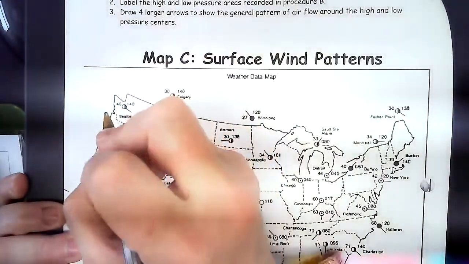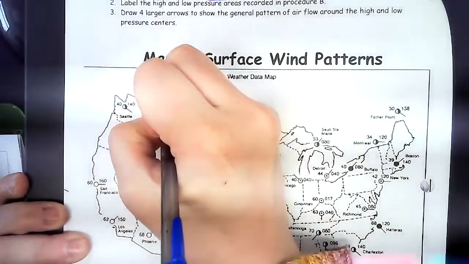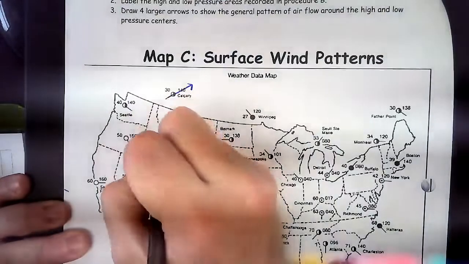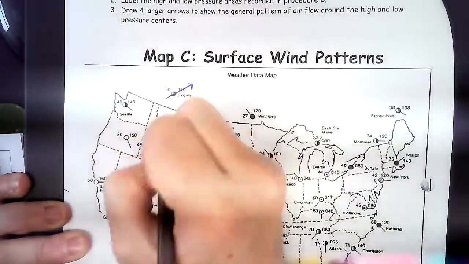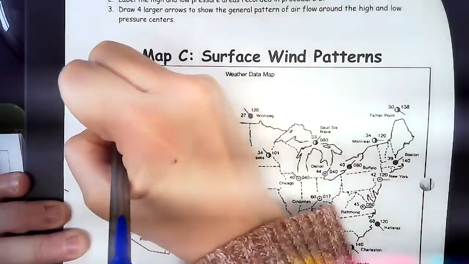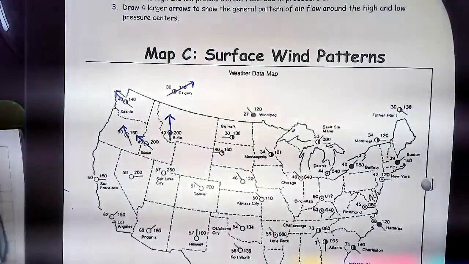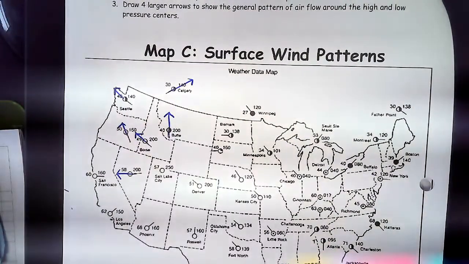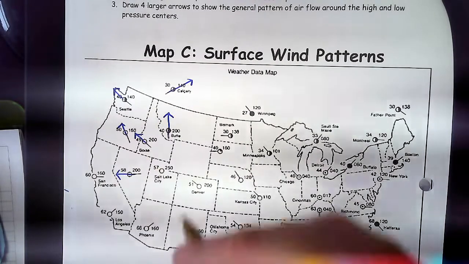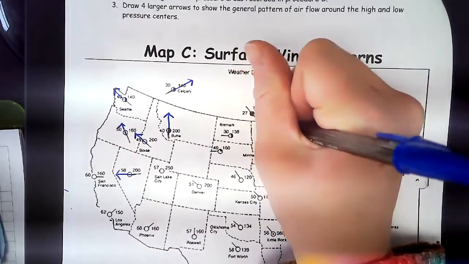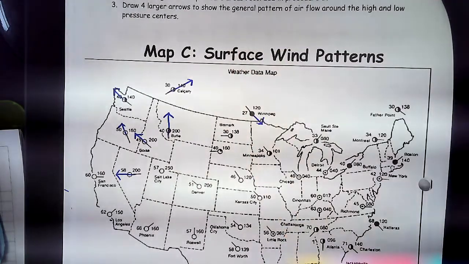For procedure C step 1, all you have to do is extend that wind arrow to show where the wind is blowing. And yes, you have to do this for all of them. Yes, it might take you a whole 60 seconds, but I'm sure you can handle it. So again, for all of these weather station models, you're just going to show me where the wind is blowing. To do that, this is the butt of the arrow. You're going to extend the arrow in the opposite direction to show me where the wind is going.